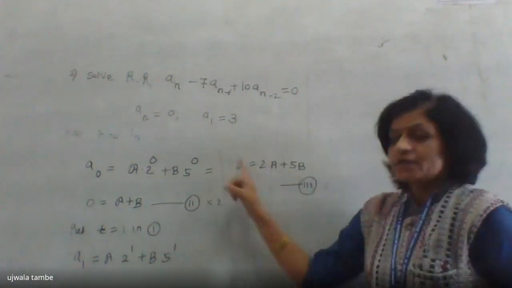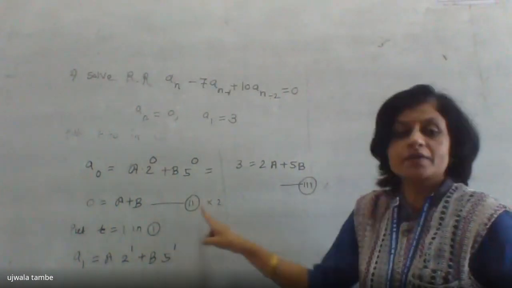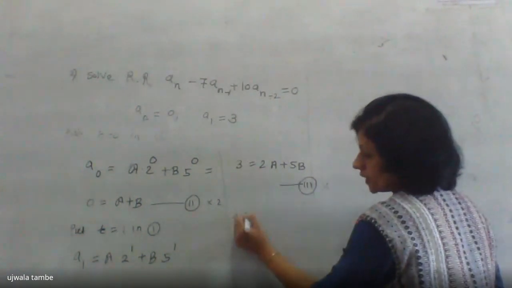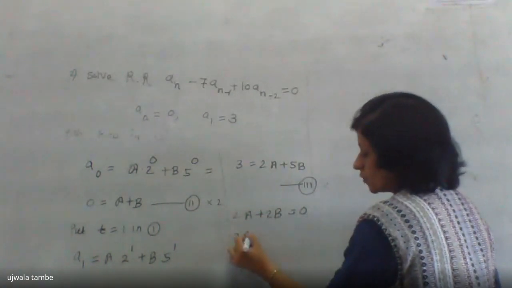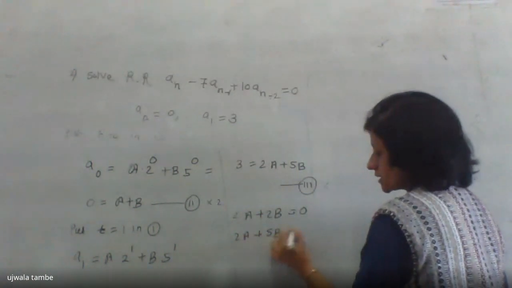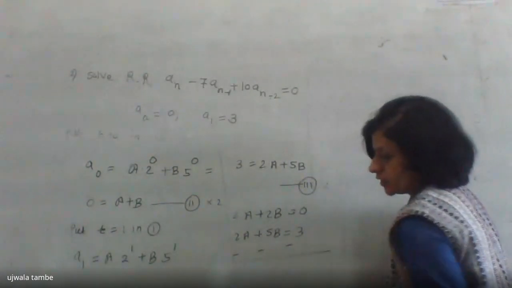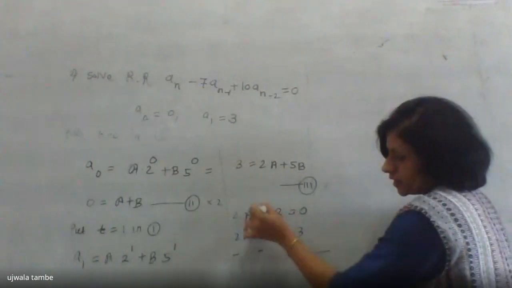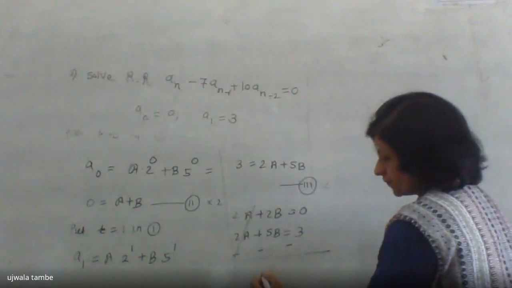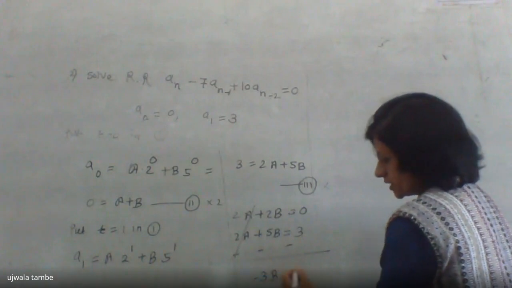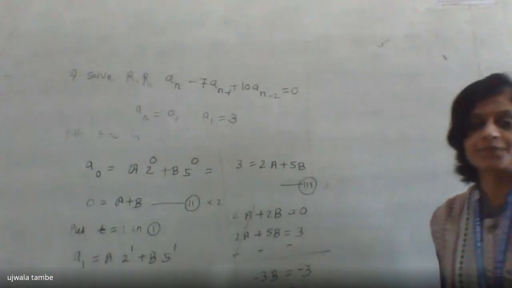2A plus 5B is 3. Solving equation 2 and 3 simultaneously means multiplying equation 2 by 2. So 2A plus 2B is 0 and 2A plus 5B is equal to 3. Solving these equations, with opposite sign, plus 2A minus 2A get cancelled. Minus 5B plus 2B is minus 3B is equal to minus 3. Therefore, the value of B is 1.